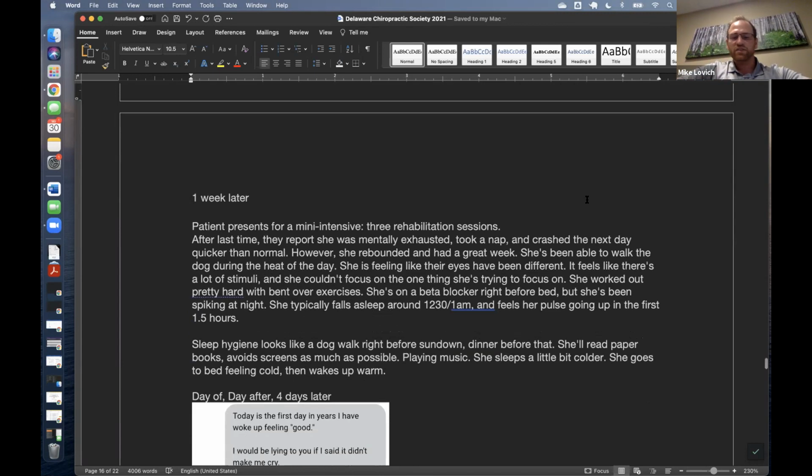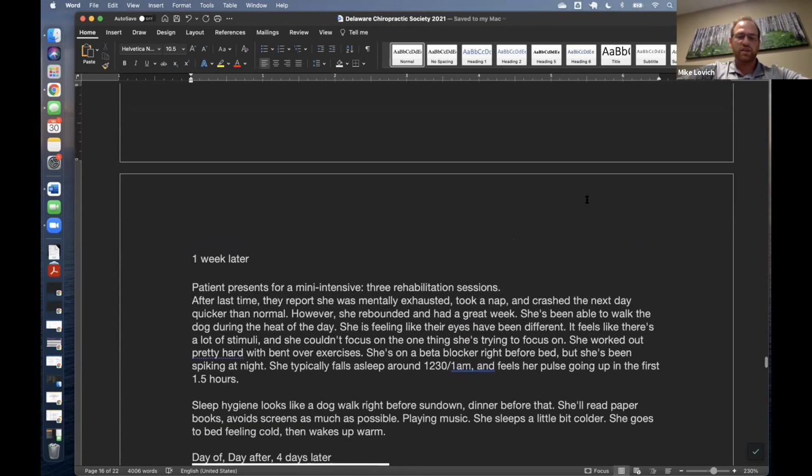Her sleep hygiene looks like a dog walk right before sundown, dinner before that, and she'll read paper books and avoid screens as much as possible. She's doing good sleep hygiene. She'll play music. She sleeps a little bit colder. She goes to bed feeling cold and wakes up warm. So she's doing good hygiene to try and work that, but you can only do sleep hygiene and change the environment so much if your body's dysregulation is the issue.